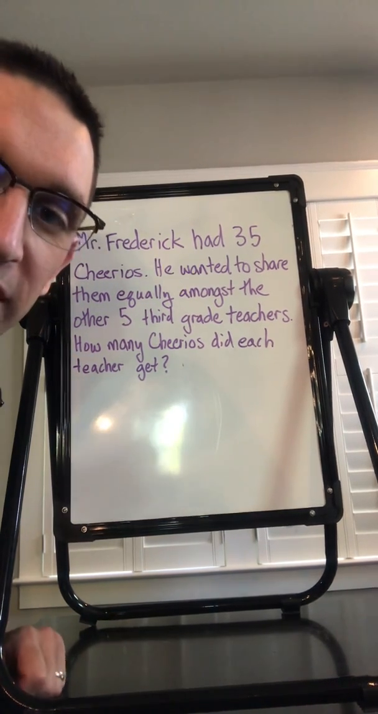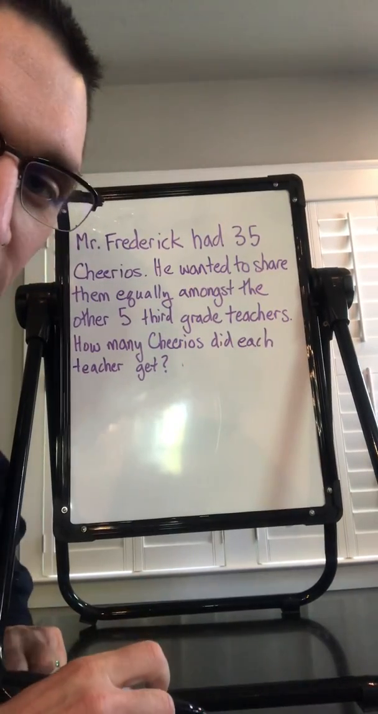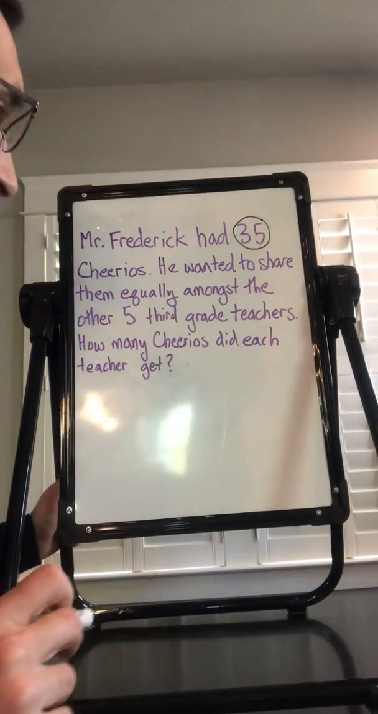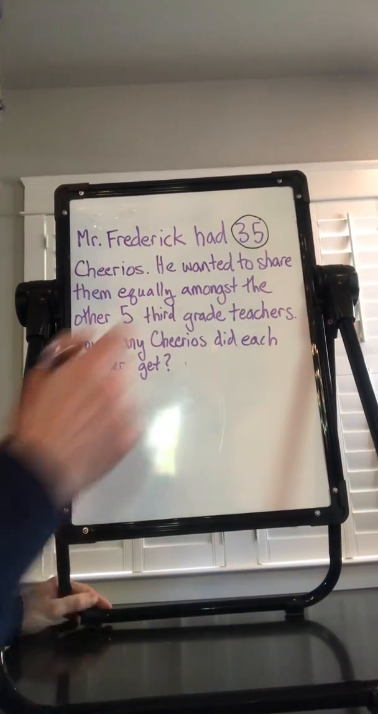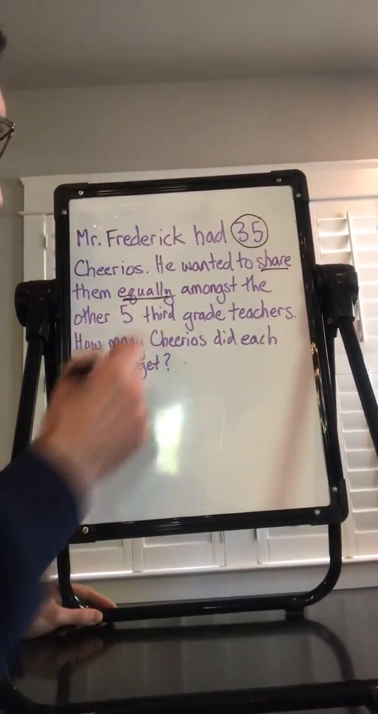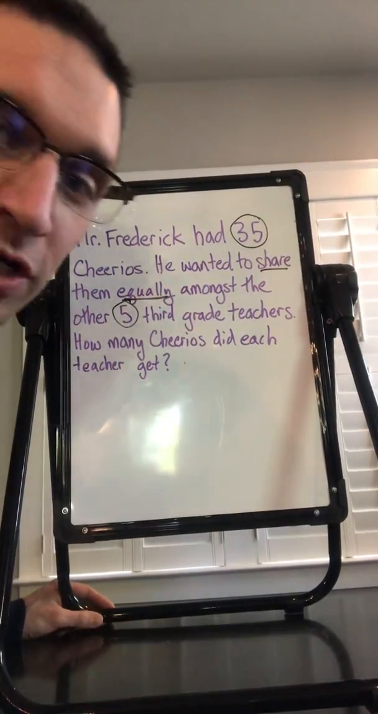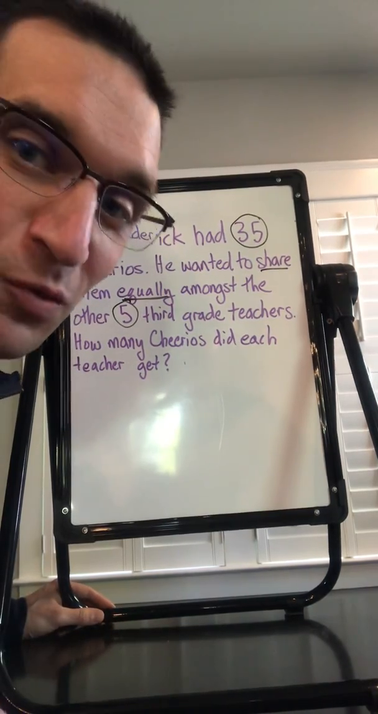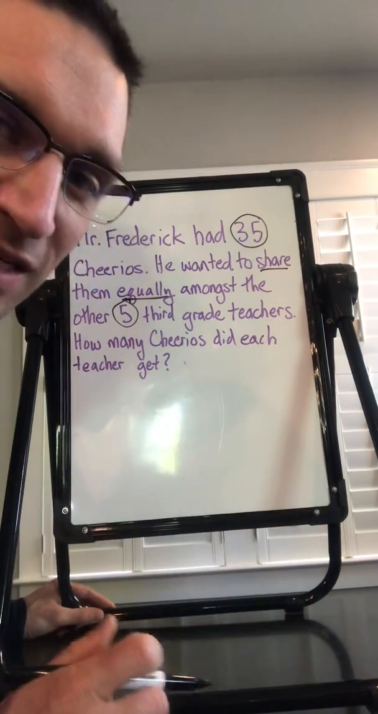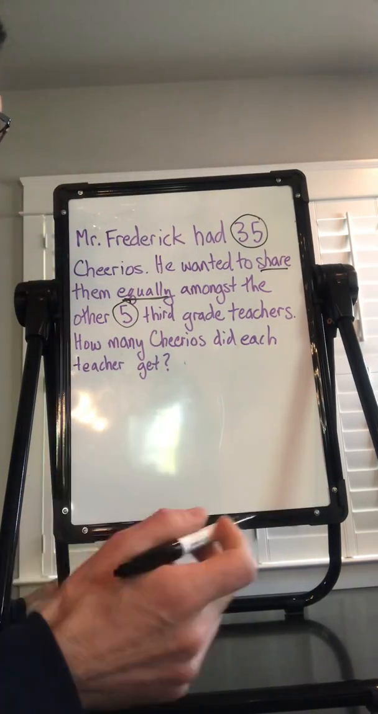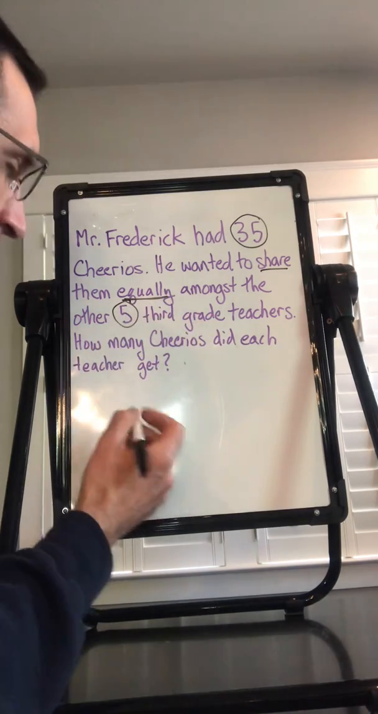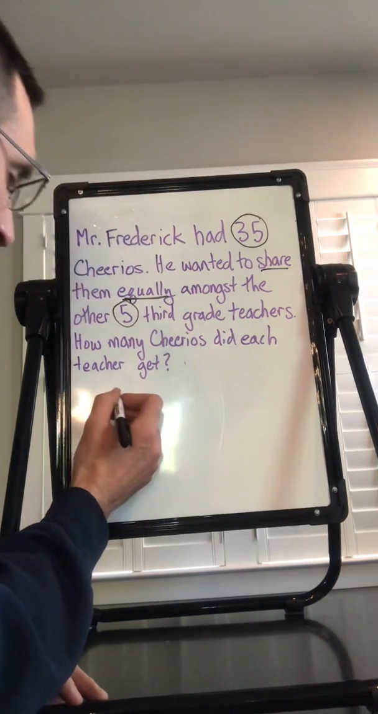All right, let's check this answer together. So, I noticed a couple of things in this problem. The problem says I have 35 total Cheerios. And then it says that I wanted to share them equally, that's important, amongst the other 5 third grade teachers. So, it doesn't say that one teacher gets 34 Cheerios and the other teachers have to split up the other one. Everybody gets the same amount of Cheerios. That's important. So now to solve this, I'm thinking, okay, if I'm going to share this equally amongst the other 5 third grade teachers, I'm going to set up a division problem.